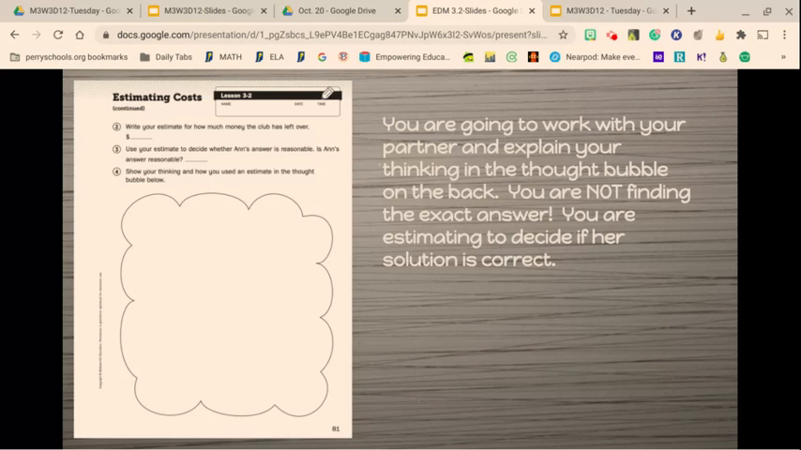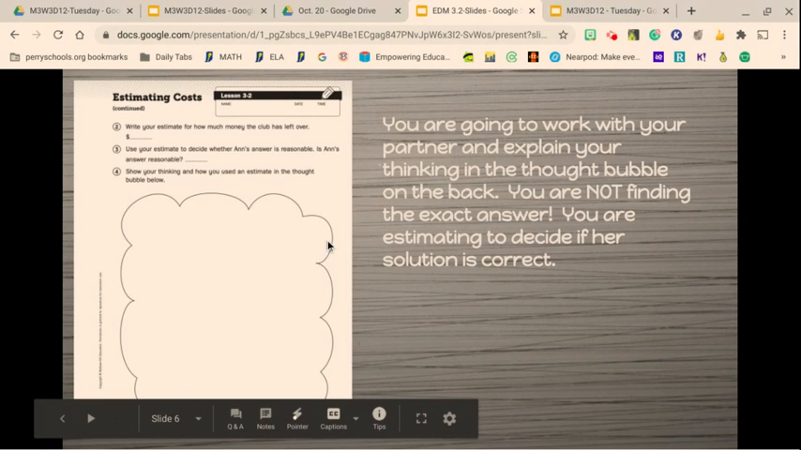And you're going to write your answer, yes or no. Is Anne's answer reasonable? Yes or no. And then show your thinking and how you used an estimate in the thought bubble. So this is where you're going to be explaining yourself, and you're going to be describing what you did. How did you round? What steps did you take when you added and then subtracted?